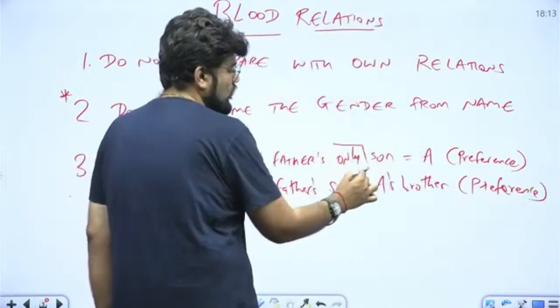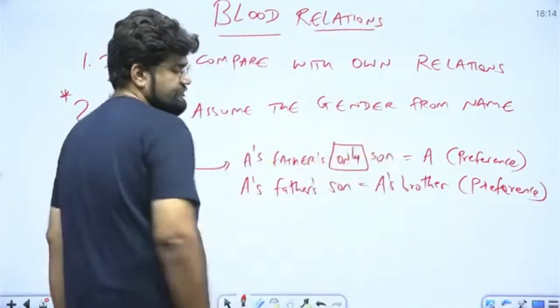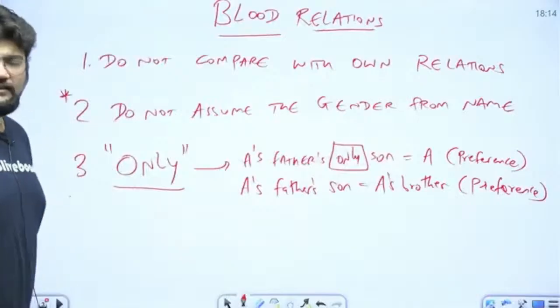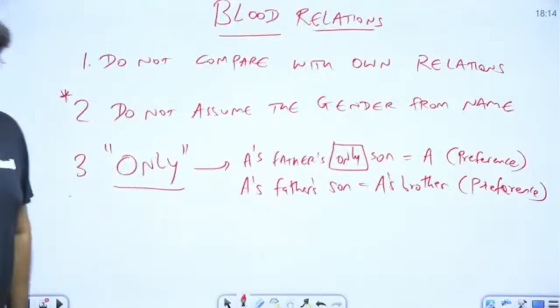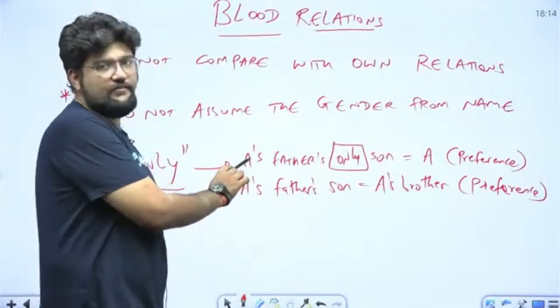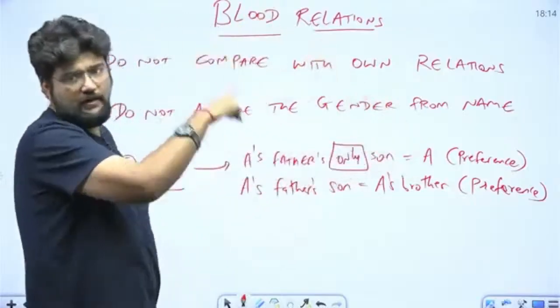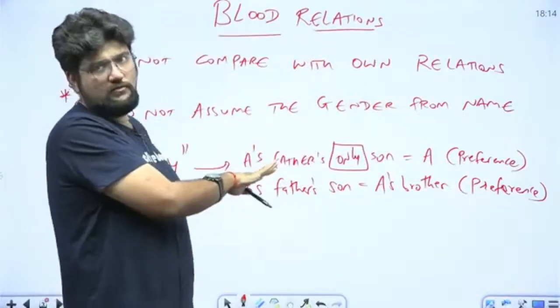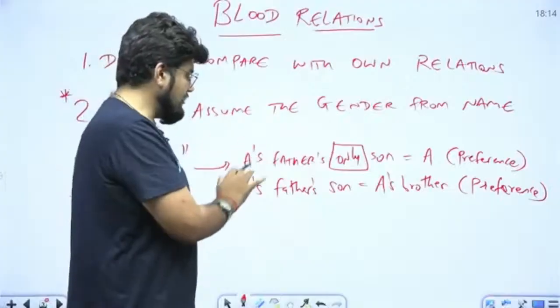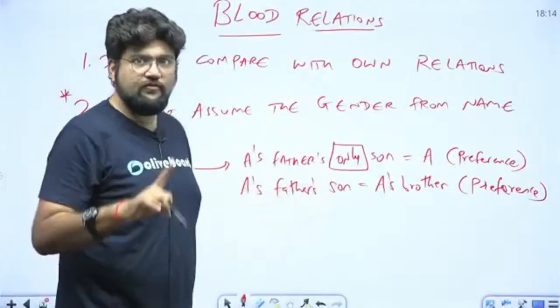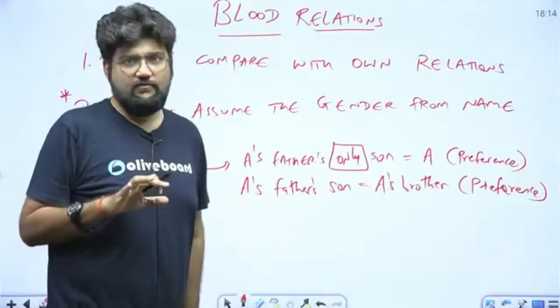So the moment we added "only" here, it changed. A's father's only son is probably A, unless it is given that A is a female. If A is a female, then the only son can be some son, her brother. She is the daughter, so only one son. But if it is A's father's son, your first preference has to be A's brother, not A himself.